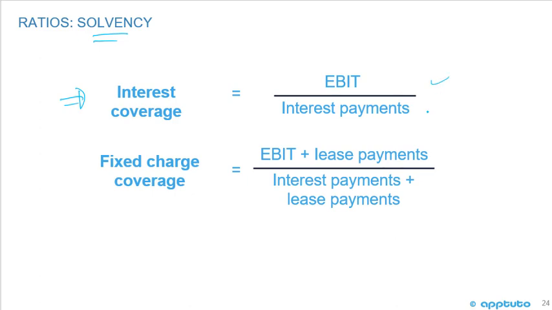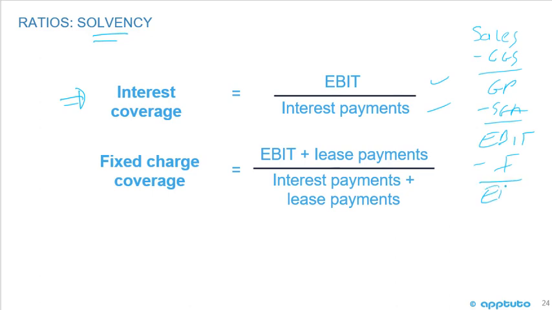It's EBIT divided by the interest payments. And we know if we look at the income statement, sales minus cost of goods sold gives us our gross profit, minus SG&A, okay, gives us our EBIT, minus our interest gives us our earnings before tax.